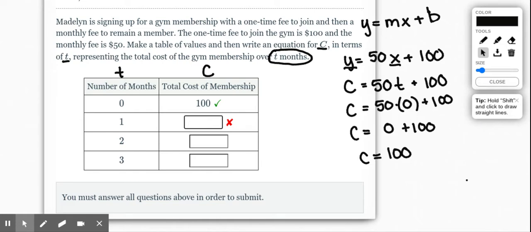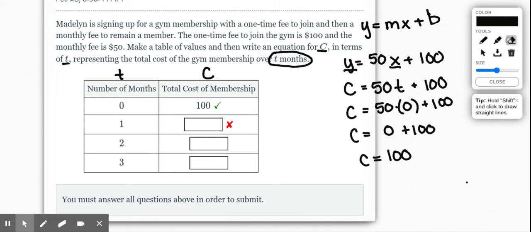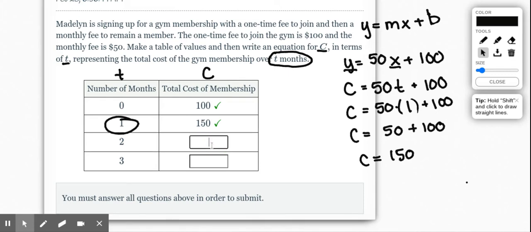So let's try the next one. Let me erase what I have here. Now, instead of 0 months, they're asking how much is it going to cost in 1 month? So we'll plug in 1 where T is. So 50 times 1 plus 100. 50 times 1 is 50, plus, remember that 100, that one-time fee, our total cost is going to be 150. So over here, I'm going to write 150, hit enter, and go on to the next one.